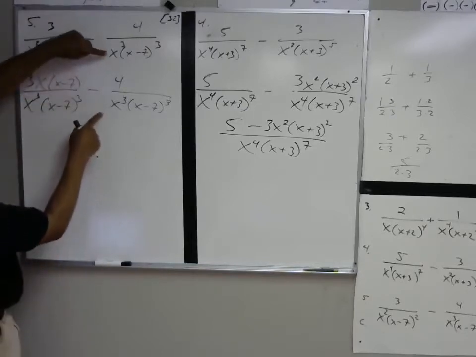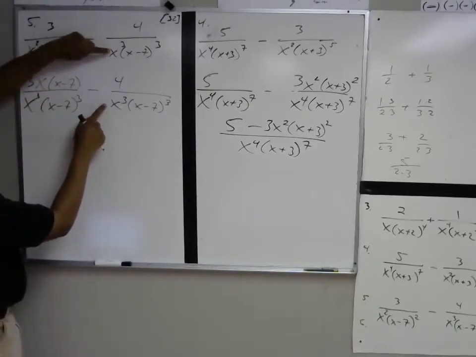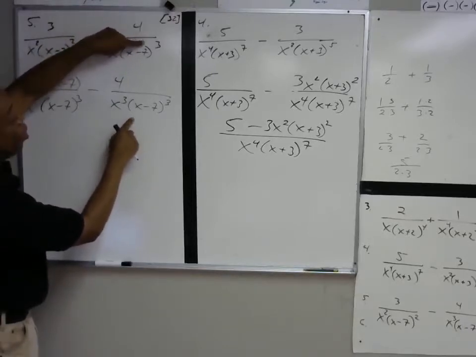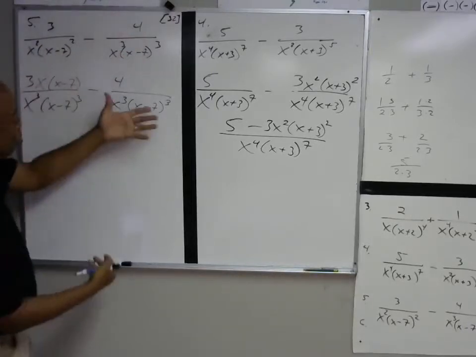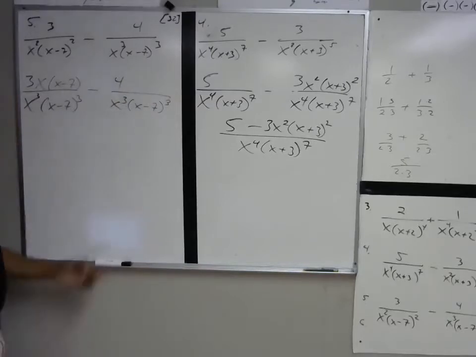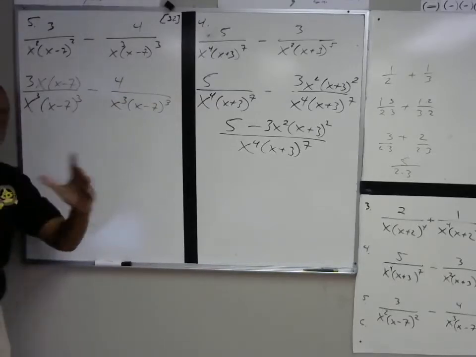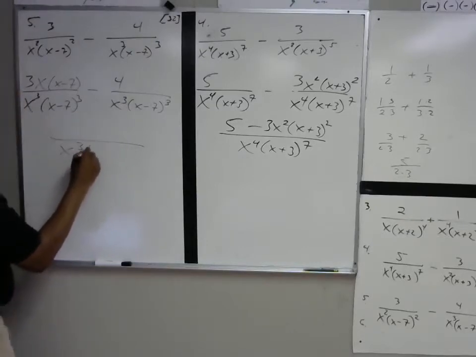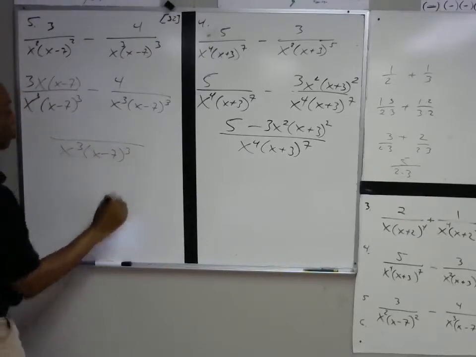Over here, x cubed, no more x's were added. X minus 7, I have 3 of them there, 3 of them there. There's nothing more added, so that doesn't change. So let's put one big denominator here. X to the 3rd power, x minus 7, all to the 3rd power.